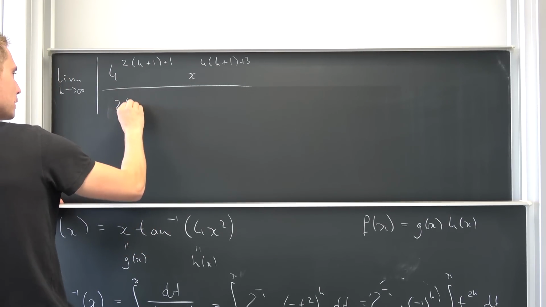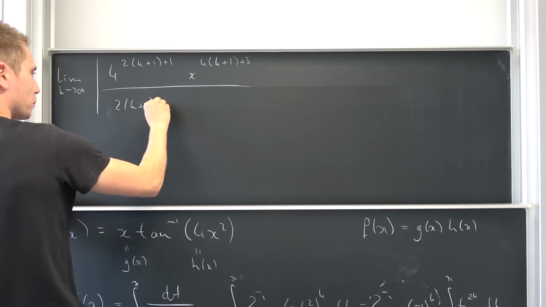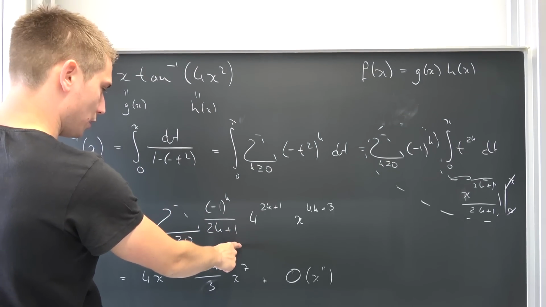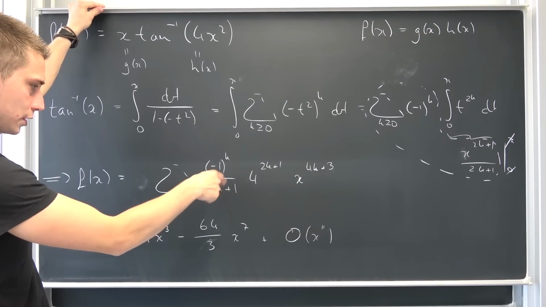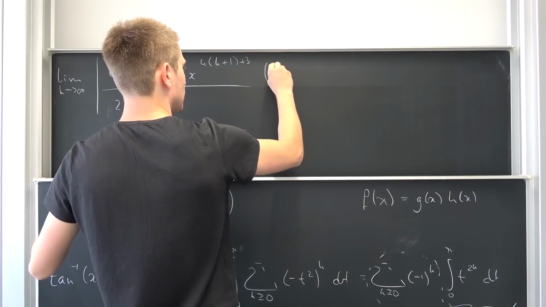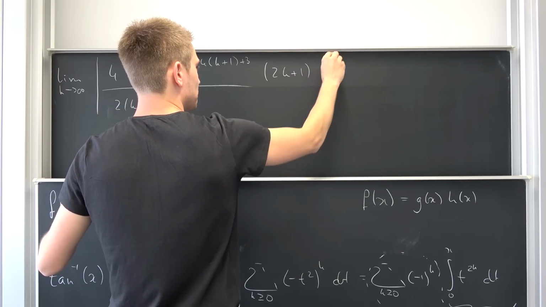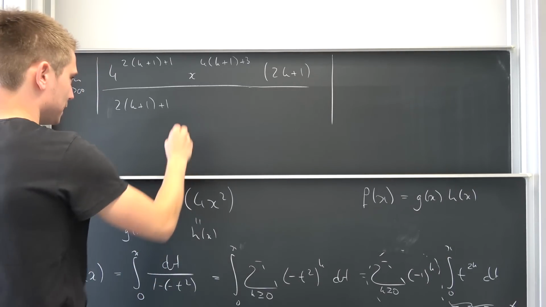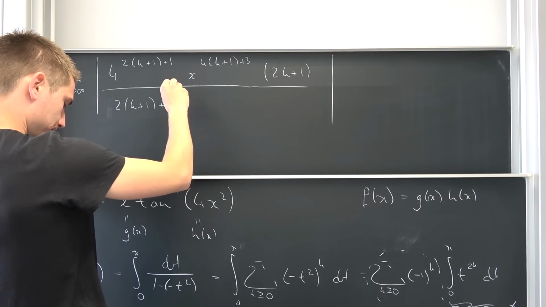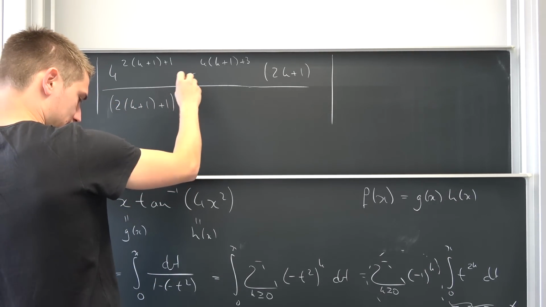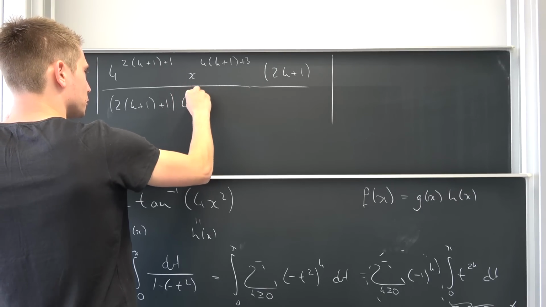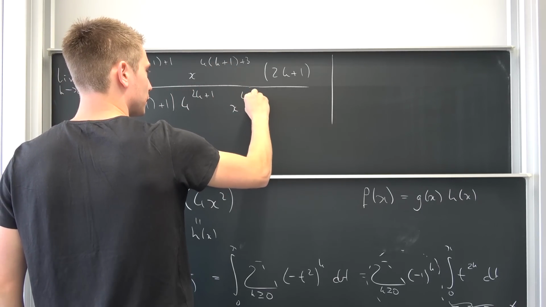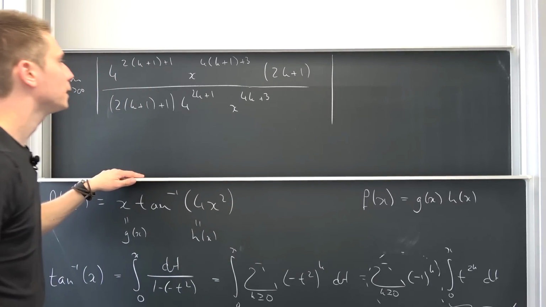2 times k plus 1 plus 1, and then over simply this right here, so the reciprocal of 1 over 2k plus 1. I'm going to put it here, ending off the life of this absolute value, and then all the other stuff, putting this in parentheses, times 4 to the 2k plus 1, and also x to the 4k plus 3.